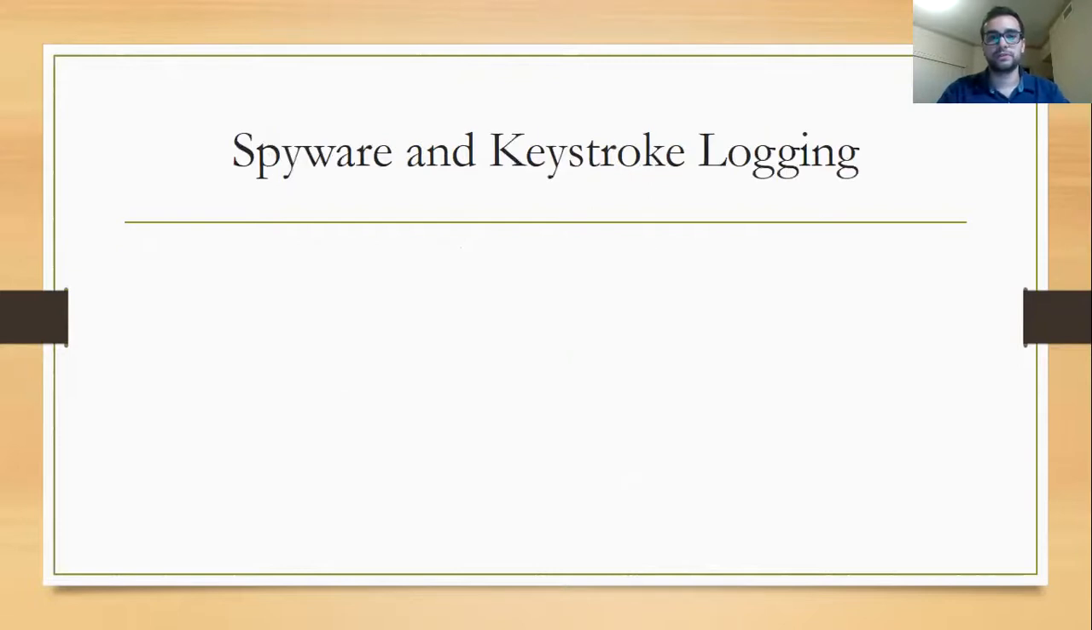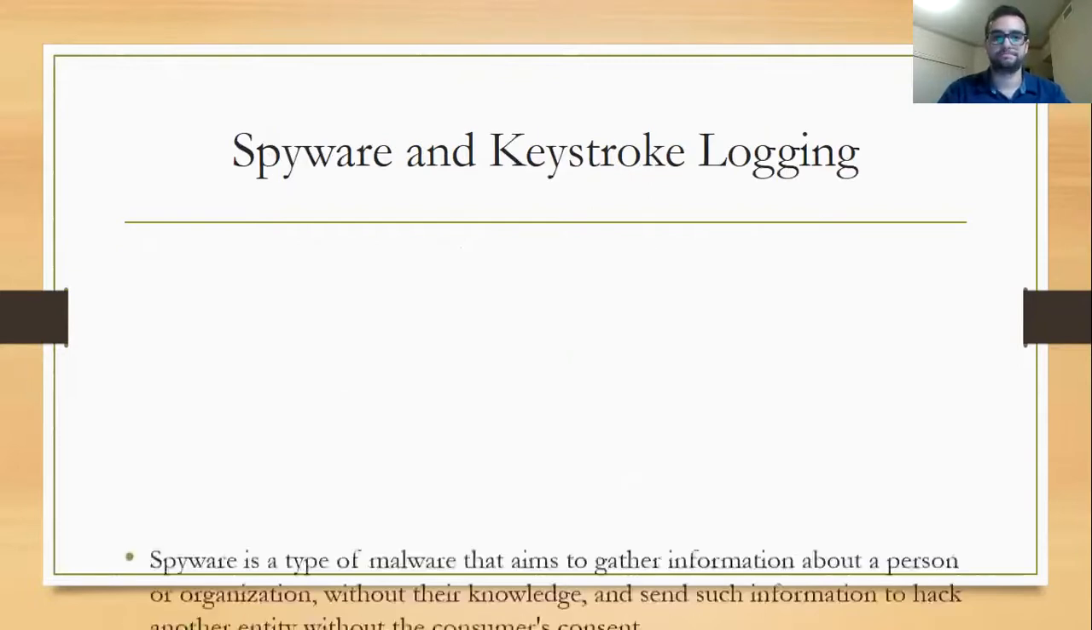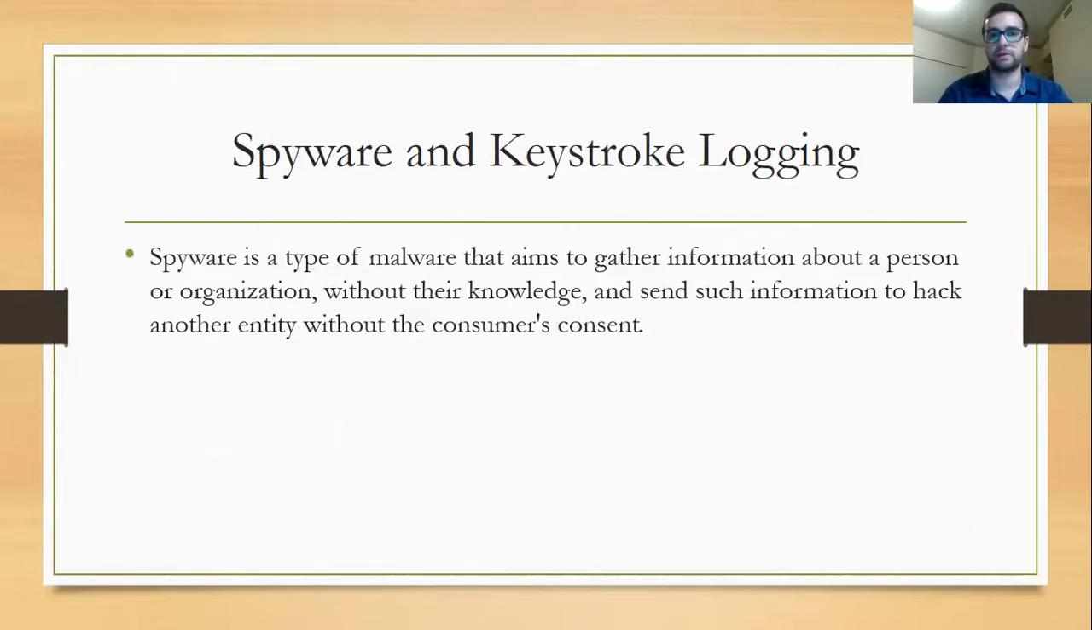And then the last two are spyware and keystroke logging. So spyware is a type of malware that aims to gather information about a person or organization without their knowledge and send such information to hack into another entity without the consumer's consent. In a nutshell, it's kind of like listening to a conversation that someone's having in another room, except you're doing it through a computer. You're literally listening.